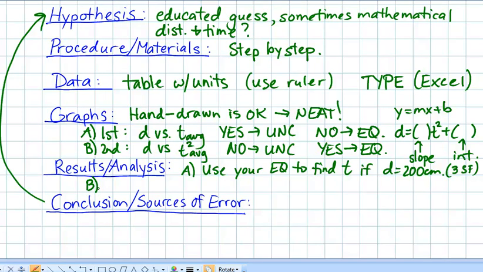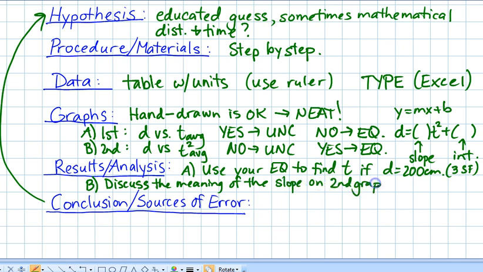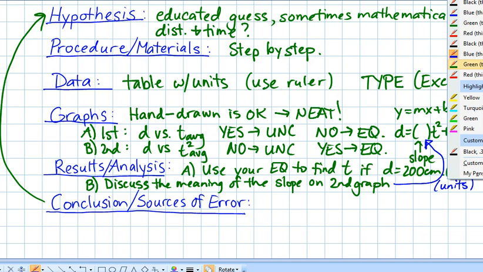And secondly, discuss the meaning of the slope on the second graph. So this is again the graph of distance versus time average squared, and what I want you to do is say a little bit about what's going on with this slope. Think about the units, okay, and go from there.